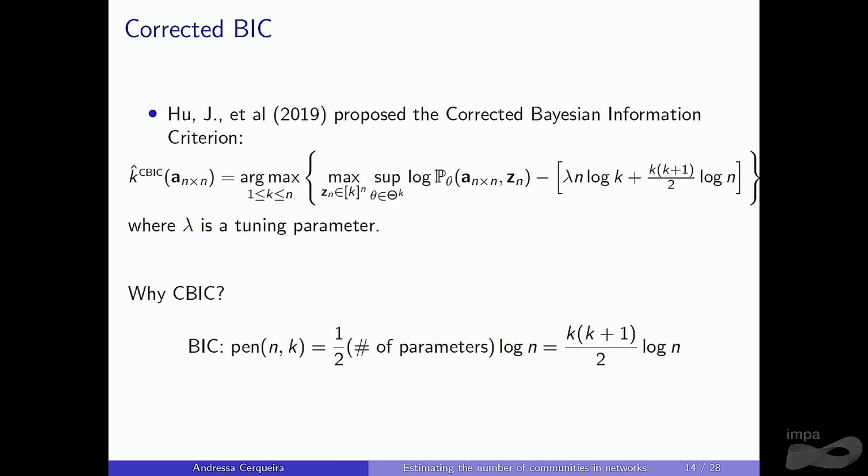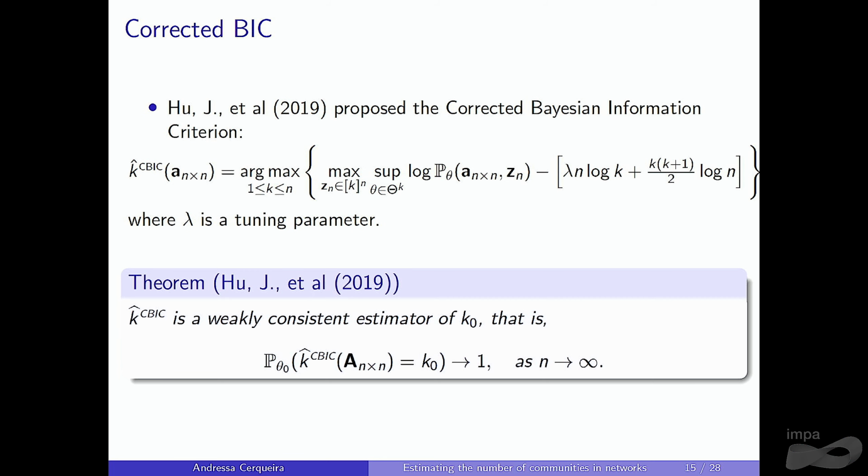And why do they call this BIC? Because when I look at this quantity, if I use the BIC penalty that we use, it's just 1.5 times the number of parameters times log n. In the case of the stochastic block model, it will be (k plus 1) divided by 2 times log n, right? So we see this quantity appearing here. They call it corrected because to prove that this is consistent, they need to add an extra term here, right? This is why it is called corrected Bayesian information criterion.